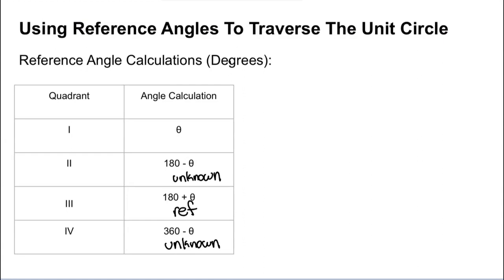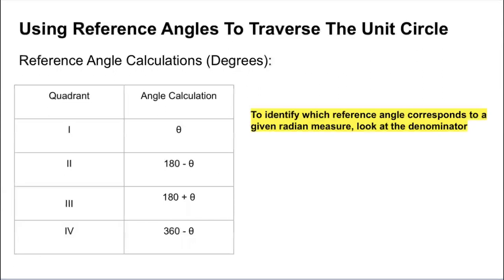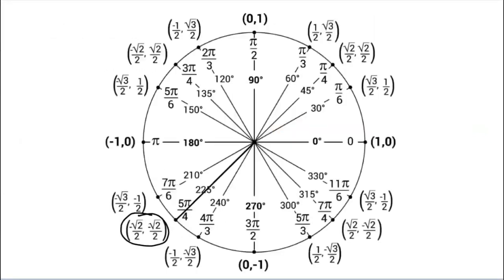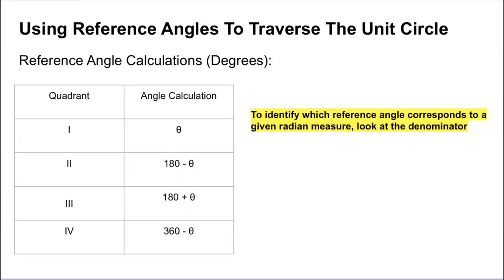But that's in degrees. In radians, it's actually easier to traverse the unit circle. So to identify which reference angle corresponds to a given radian measure, you just have to look at the denominator. So let's take an example of 7 pi over 4. Actually, no, let me use a different one. 4 pi over 3.